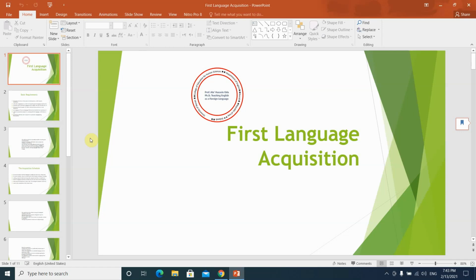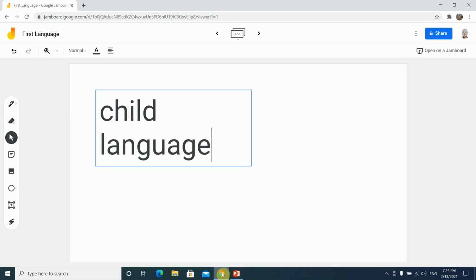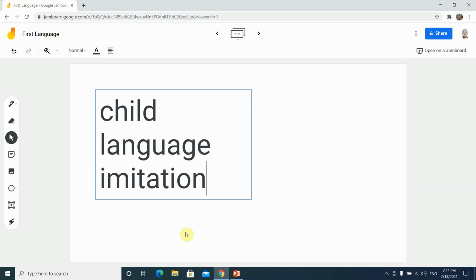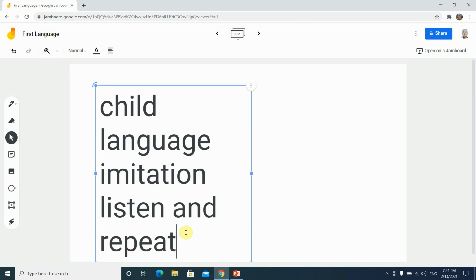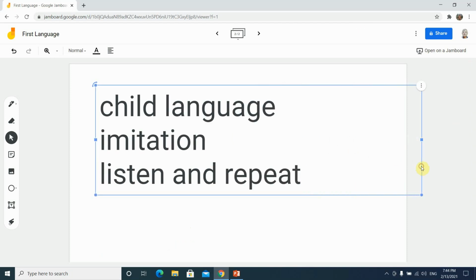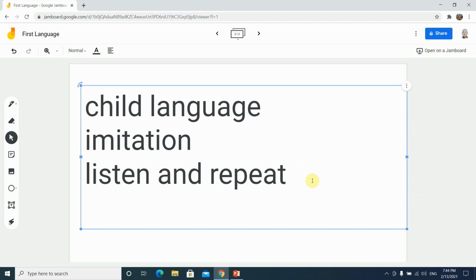until the 50s of the last century, the 20th century. Until the 50s of the 20th century, linguists used to think that first language acquisition actually is a matter of imitation. That is to say, children listen and repeat. They listen to language, sentences, words, and they repeat what they have listened to. And as I said, this is until the 50s of the last century.